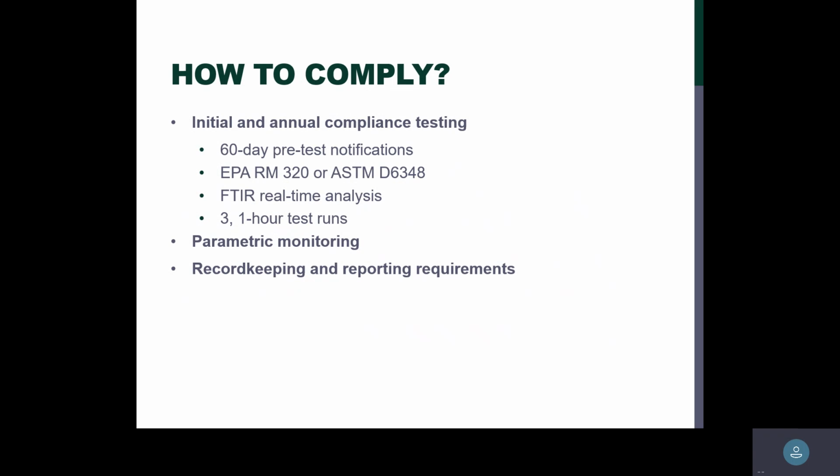So again, how to comply. You'll have initial and annual compliance testing, again with 60-day pre-test notifications. EPA reference method 320 or ASTM D6348 are going to be the primary methods used to analyze the formaldehyde. FTIR would be the instrument for the analysis. You'll have three one-hour test runs, which is pretty standard with your NESHAP sampling. And then you'll also have parametric monitoring and record keeping and reporting requirements.